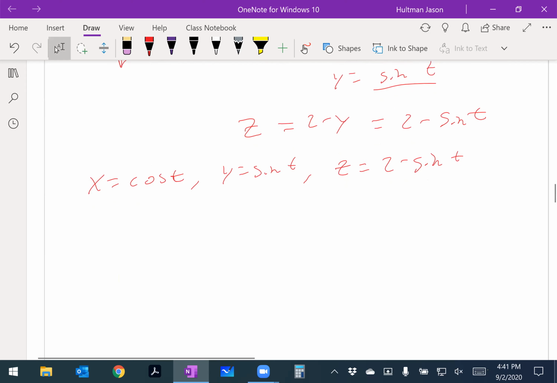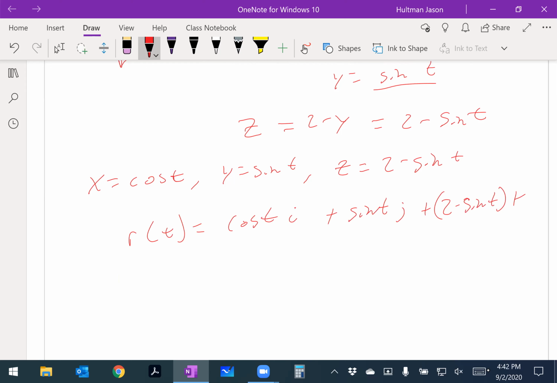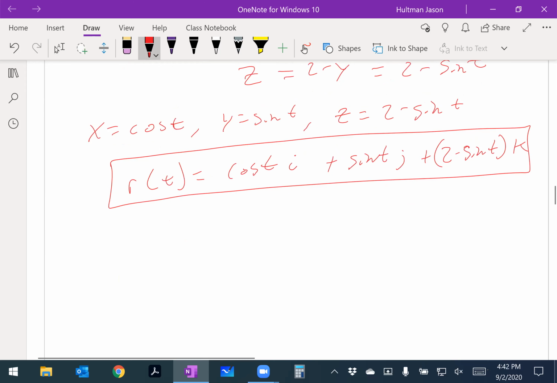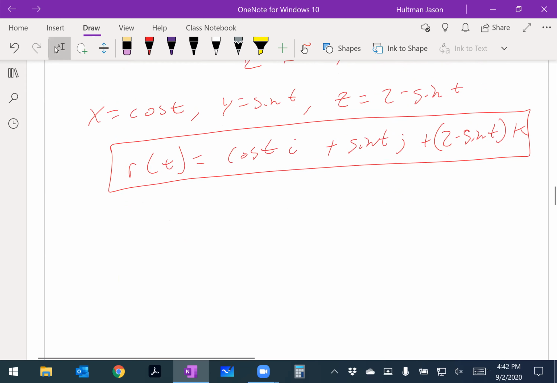Okay, so this is an ellipse in the plane. Let's bring this all together. What's r of t? Well, r of t would be cosine t i plus sine t j, so this is a space curve, plus 2 minus sine t k, right? So this is an ellipse. Now how could I figure out what's going on here? Well, if I wanted to graph this, I would get x, y, and z.